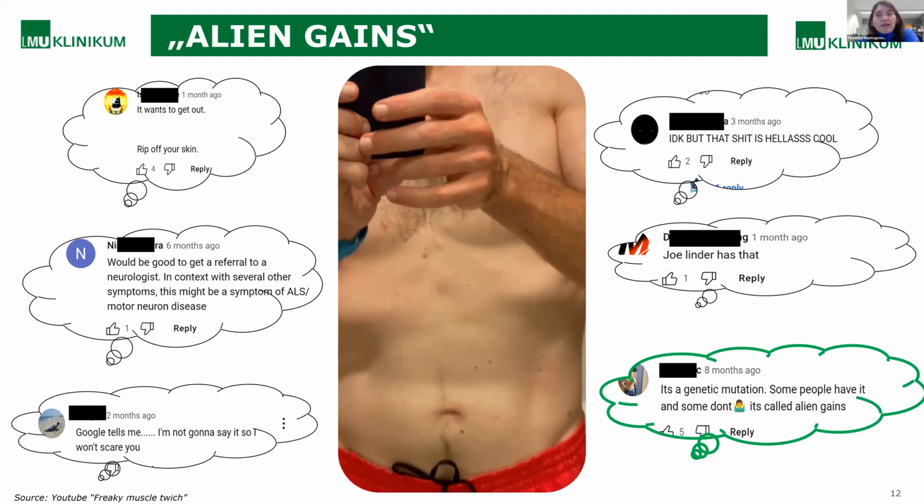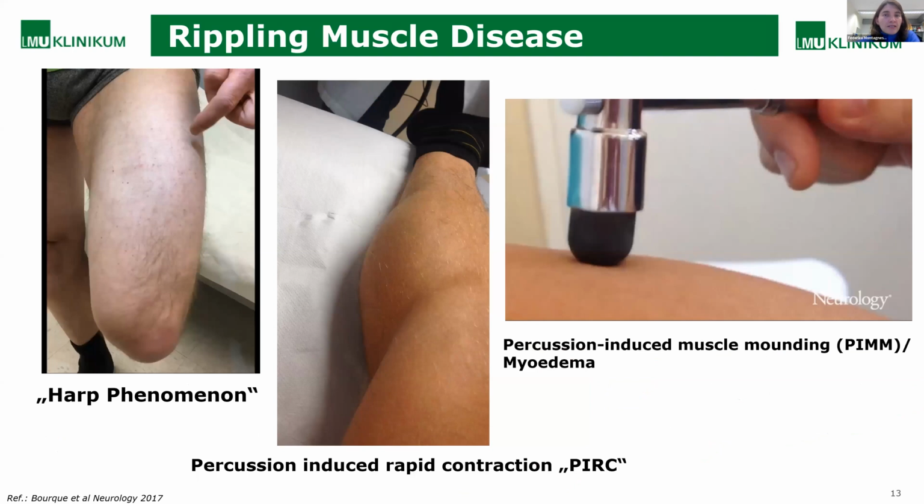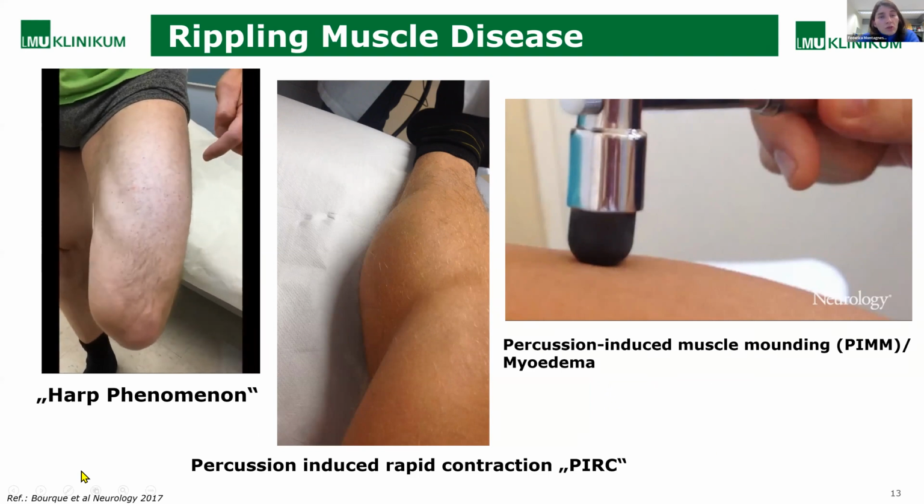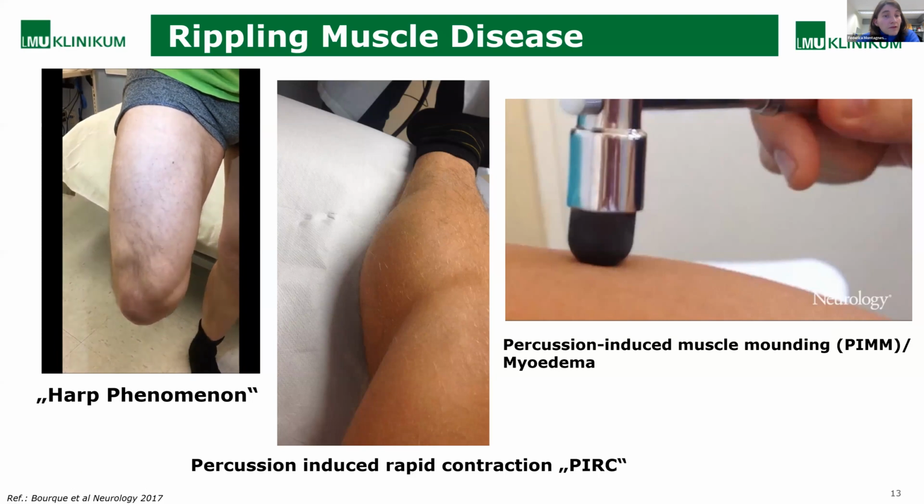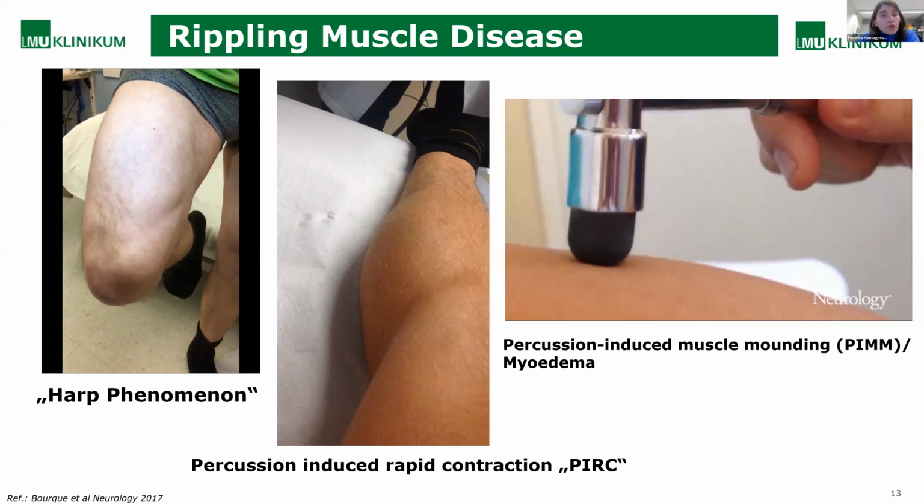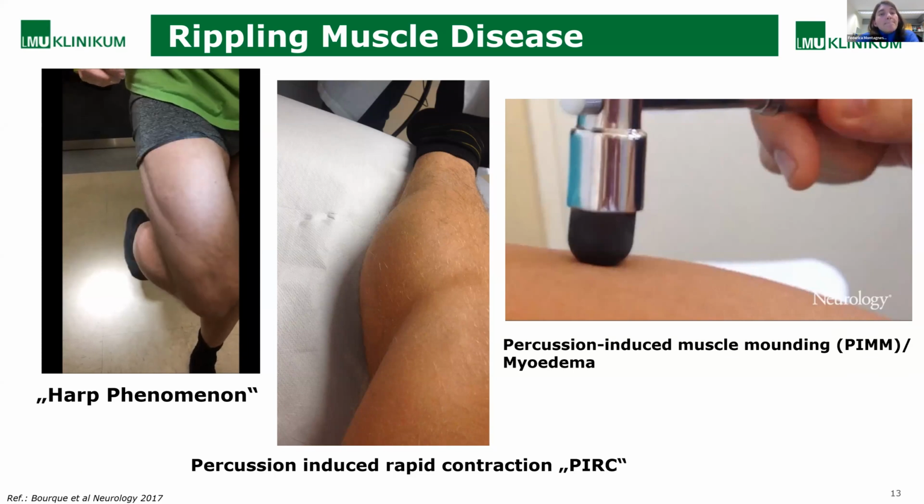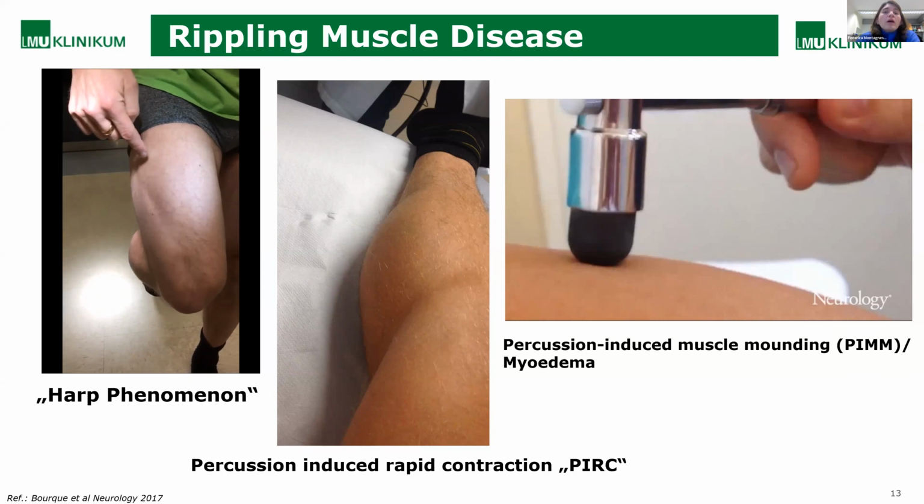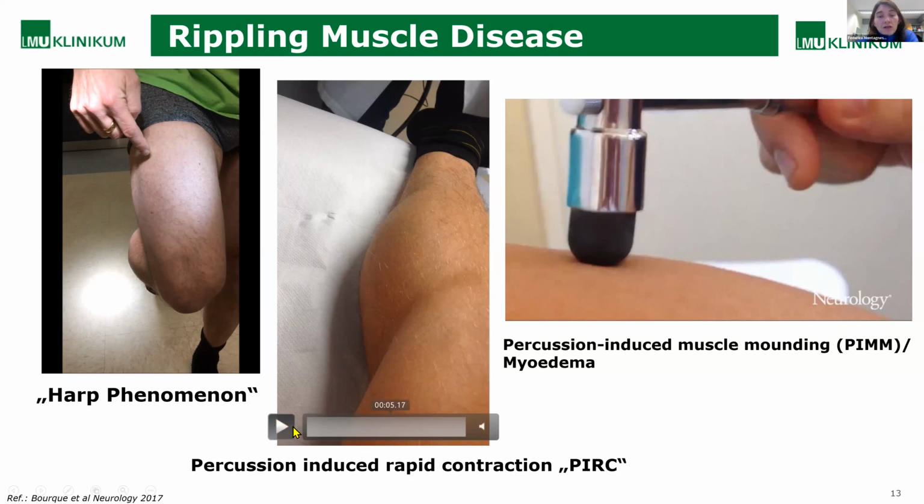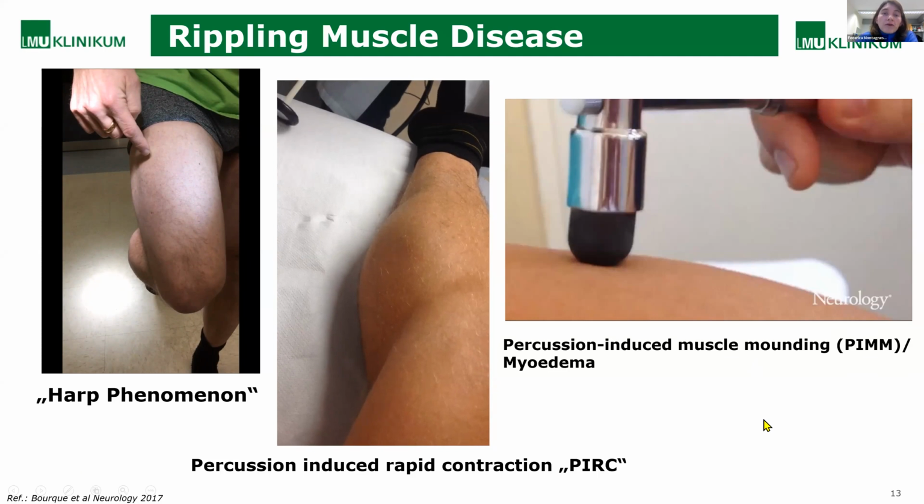So we are talking about rippling muscle disease, which is mainly characterized by these three clinical signs. We have here the typical rippling of muscle, which is also described as a HARP phenomenon, also induced by stretching or a slight percussion of the muscle. We then have the percussion-induced rapid contraction, which is difficult to differentiate clinically from percussion-induced myotonia.